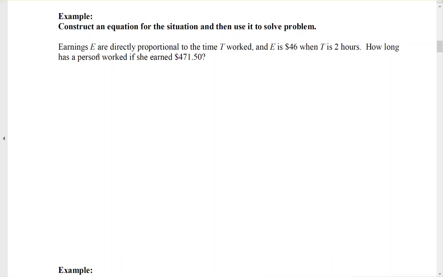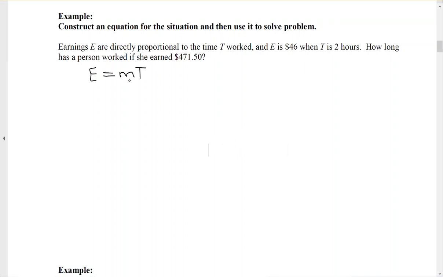For this one, we start out with earnings E are directly proportional, so R is our equals word, directly proportional. I can either use M or K here. Remember, this is our constant of proportionality, to the time T. So it goes right along with the way it's written out.